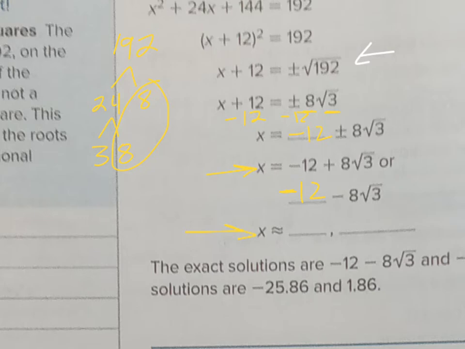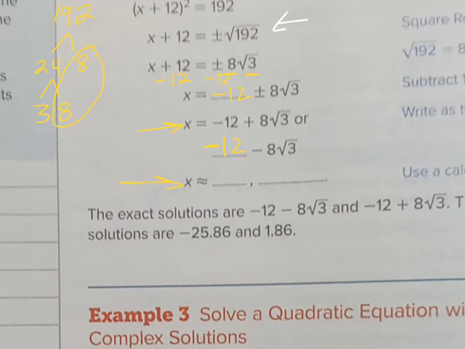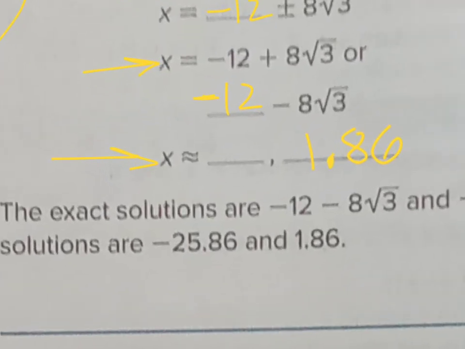Same kind of thing. So if you type negative 12 plus 8 radical 3 into your calculator, that must be 1.86. Negative 12 minus 8 radical 3, your calculator will probably tell you that it's negative 25.86.